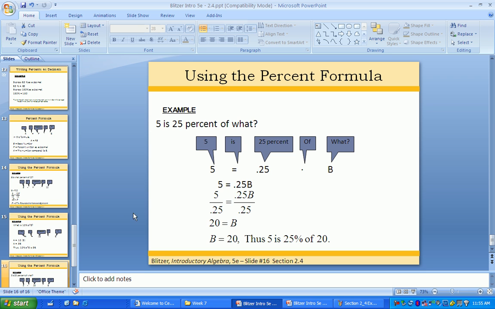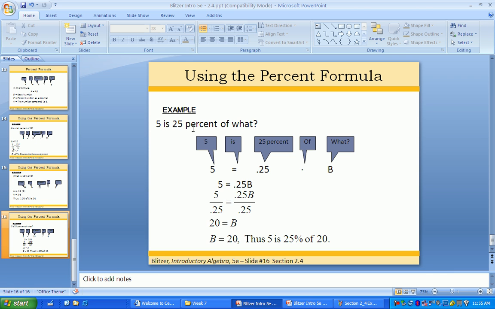And our last example, 5 is 25% of what? So 5 is our part. 25% we know is our percent value. We have to write that in terms of a decimal. We convert 25% to a decimal by moving the decimal place 2 places to the left. 1, 2, 0.25. Of what? Whenever they say of what, that means of our base. 5 is 25% of what?